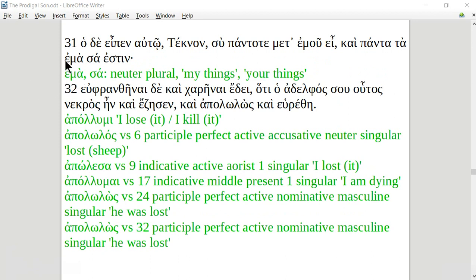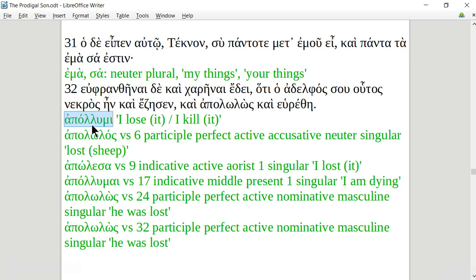Emma and sa. So this is neuter plural. So being neuter, it means my things. Ta Emma, my things; sa, your things, you singular, your things. And here's another grammatical note. We're going a bit heavy on the grammar in this video. We're just looking at this verb, which is an important verb in this section.